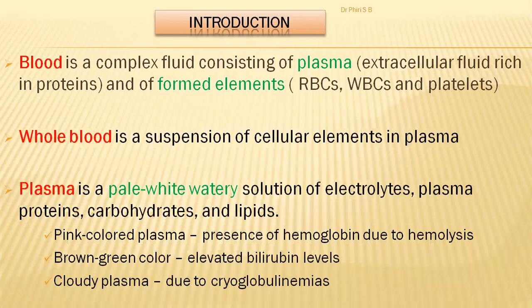And sometimes it can be cloudy plasma. Cloudy plasma is due to certain conditions, and this condition in particular is called cryoglobulinemia. So this cryoglobulinemia is as a result of an increase in the number of antibodies that are sensitive to temperature. So there are globulins, and these globulins are sensitive to temperature. So with an increase in these antibodies, the color of plasma will change to cloudy plasma.